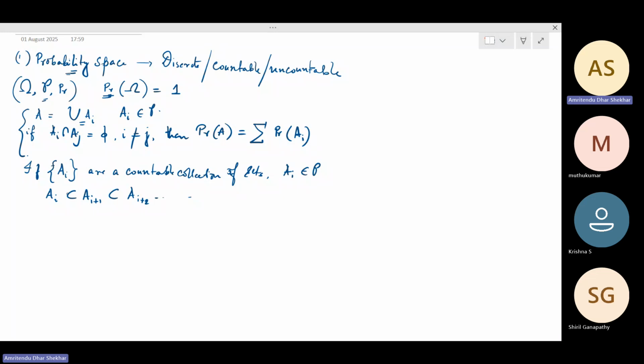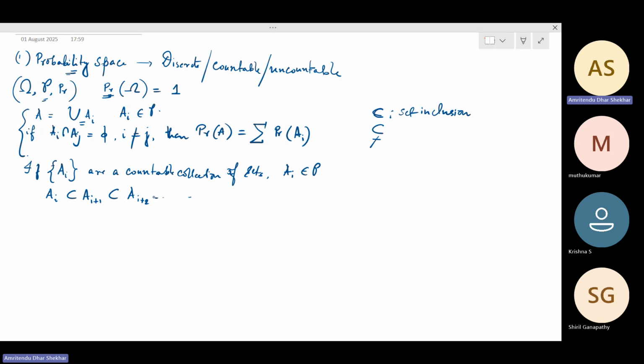When I use this symbol, it just means set inclusion. If I want the inclusion to be proper, when I want to indicate that it is a proper subset, then I will use this other notation. Otherwise, this notation is going to mean just set inclusion. It could be proper inclusion or it may not be proper inclusion.